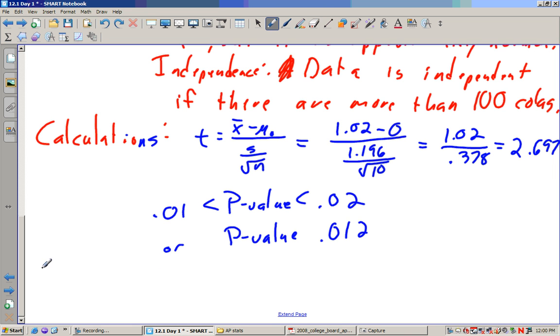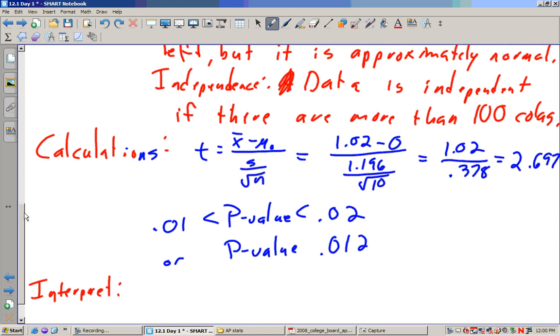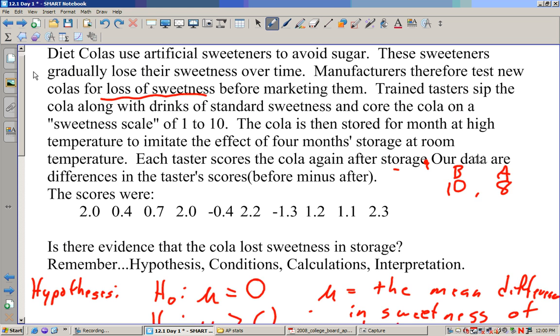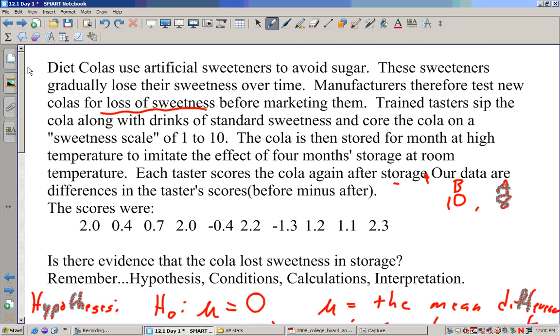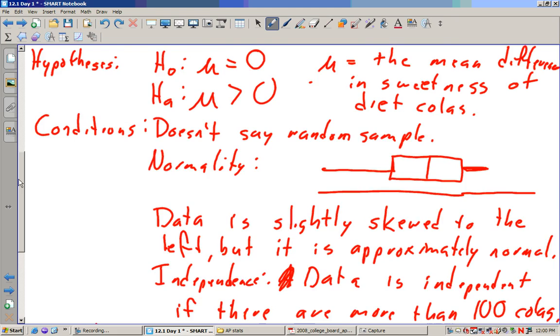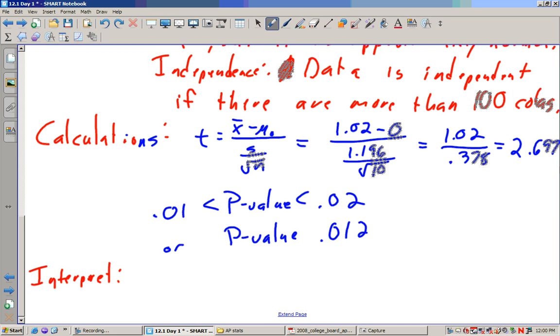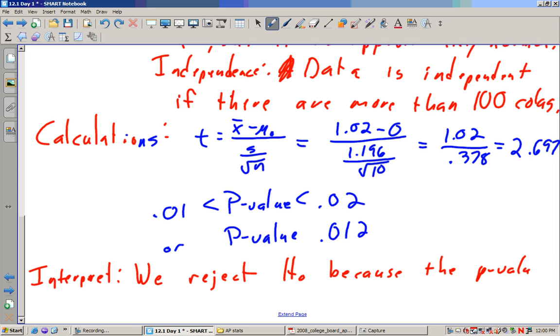So our interpretation. First thing, we either reject or fail to reject the null. Now they don't give us an alpha, so we would use 0.05 as our standard. So this is lower than 0.05, so we reject the null hypothesis because the p-value is 0.012.